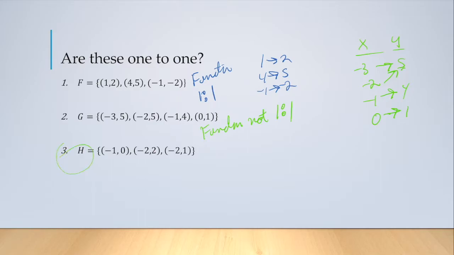And last, H, this relation: -1 goes to 0, -2 goes to 2, and -2 goes to 1. This is not a function, and something that's not a function can't be one-to-one because one-to-one is a property of functions.